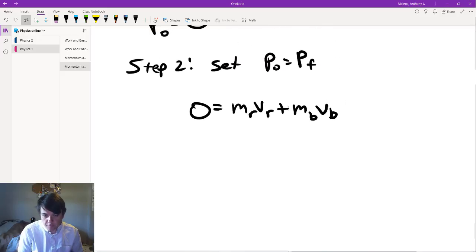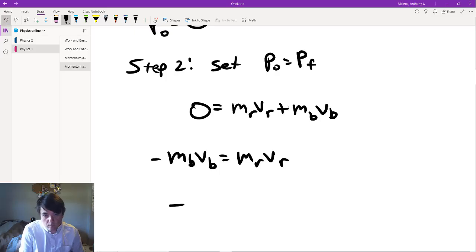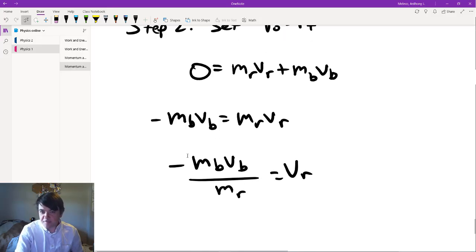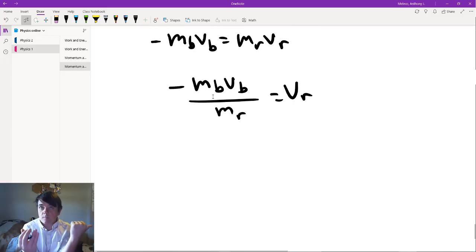So we're going to move the bullet over, negative, because we're subtracting it, equals MR VR. We're going to divide by MR. MB VB over MR equals VR. And we're going to get a negative value here, which denotes that the rifle is moving to the left. Or the opposite of the bullet, I should say, because we haven't defined direction yet.